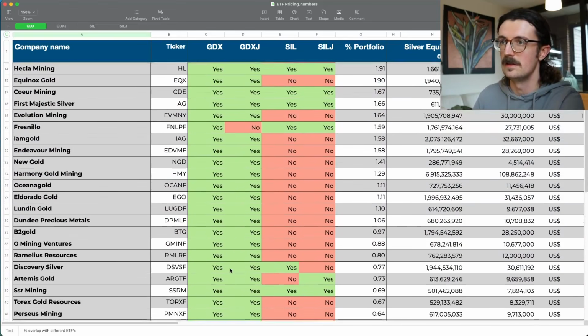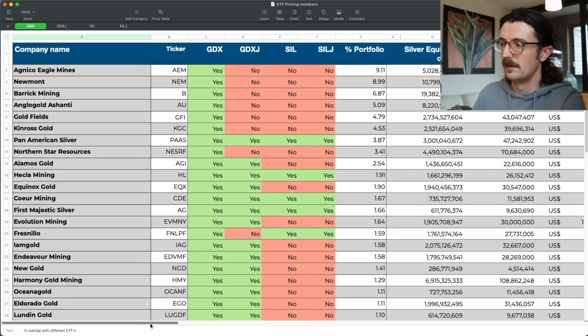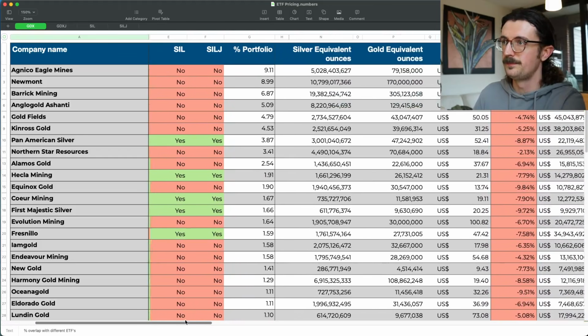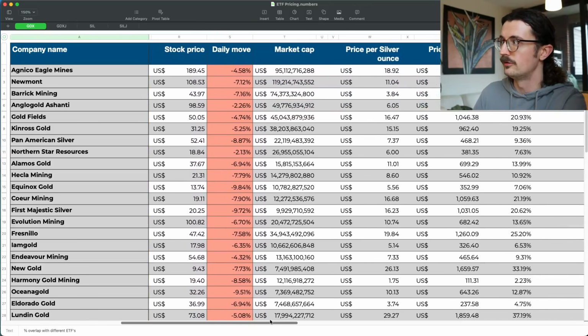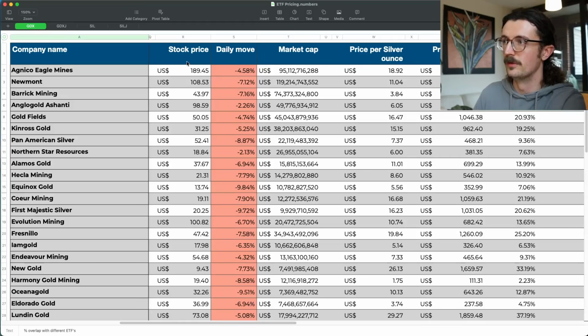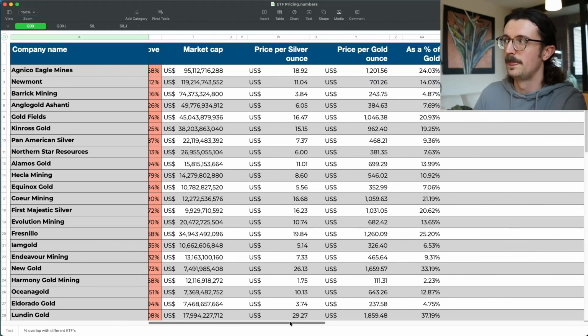Another thing that I've done with this spreadsheet is that I've automatically calculated the stock prices, right? This is imported from Yahoo Finance. The daily moves are also imported, and the market cap is imported as well.